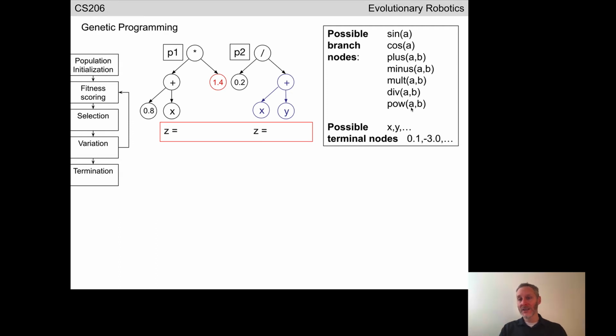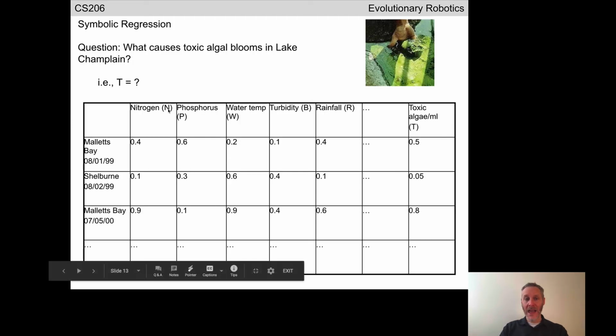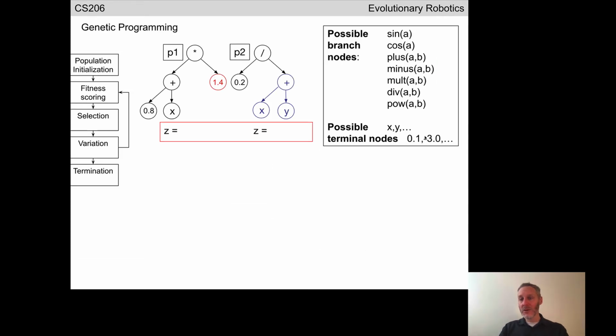So power is going to raise a to the b. Okay, so we got a whole bunch of operators. We throw them in a bag. We have a bunch of variables like N, P, W, B, R. These are sort of the building blocks of our equation. And then we throw in some floating point values as well, some constants that could also be useful. We put all these operators, all these variables, all these constants into a bag.